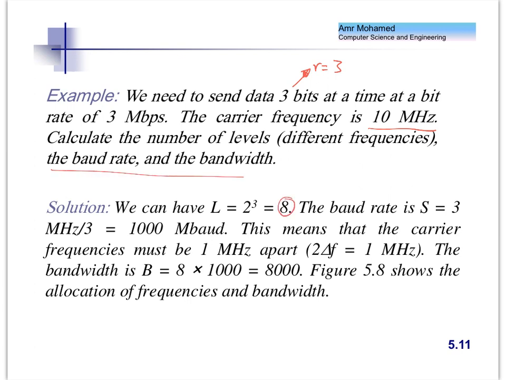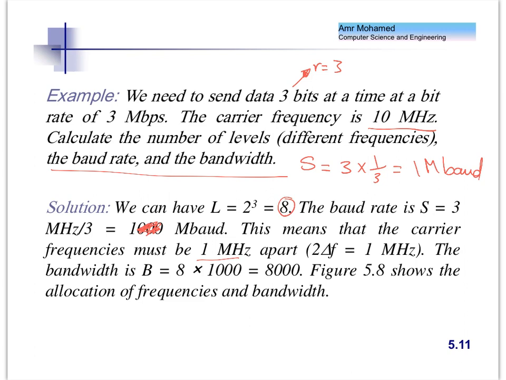and the baud rate and the bandwidth. Well, what is the baud rate? The baud rate S is N, which is 3 megabits per second, multiplied by 1 over R. So that's 1 megabaud. This is actually 1 megabaud. It's not 1,000, that was a typo. Okay, so this means that each frequency will have a range of bandwidth of 1 megahertz.